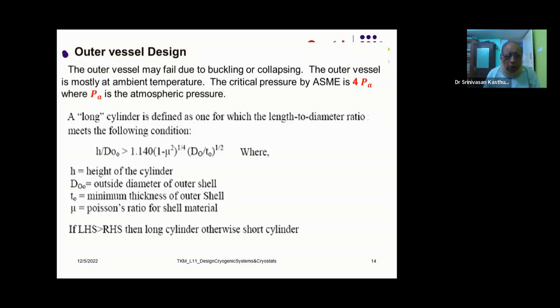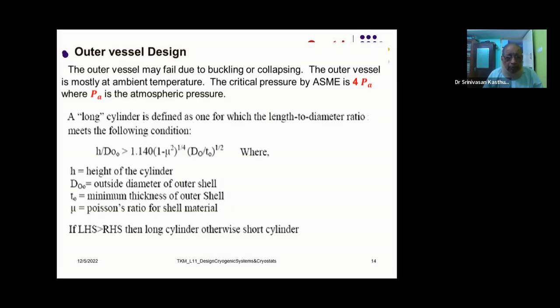Okay, the outer vessel has to be designed based on the buckling or collapsing pressure. The outer vessel will be mostly at ambient temperature and outside will have atmospheric pressure. So you will try to evacuate the interspace between the outer shell and the inner vessel. Now the critical pressure as far as the ASME standards are concerned is 4 times PA, where PA represents the atmospheric pressure. So why do we choose this? A factor of safety of 4 is selected in this case.